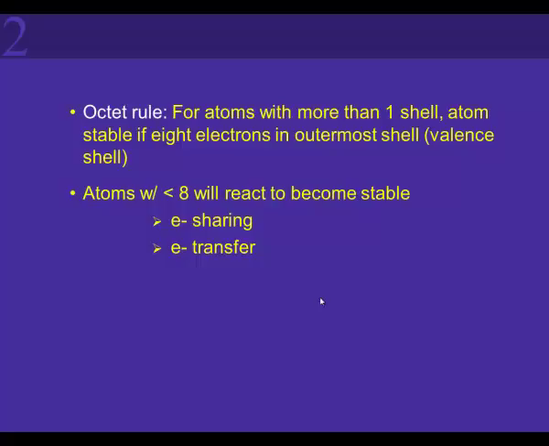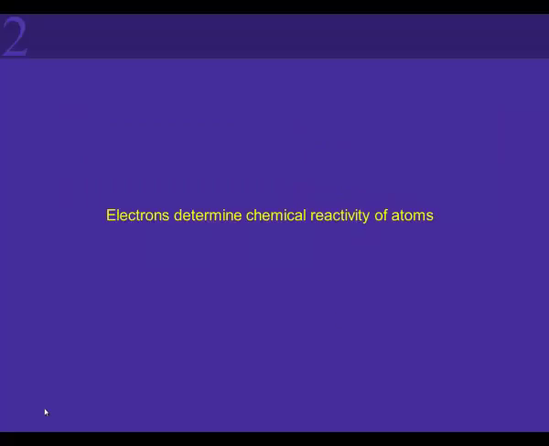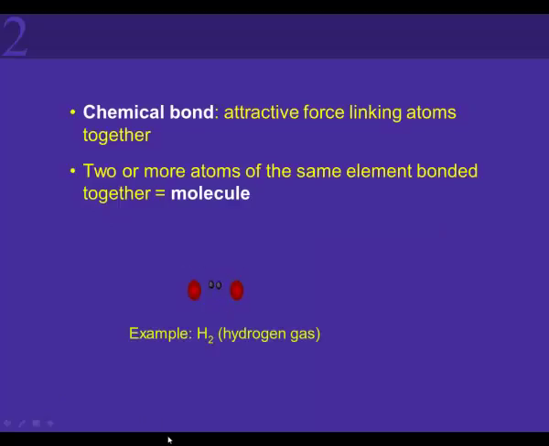And they'll do this in a couple of ways: through the sharing of electrons or the complete transfer of electrons. In both cases, this is done so that the outermost shell has a complete set of electrons. So then, electrons determine the chemical reactivity of atoms. And what this really means is it determines the type of chemical bonds different atoms can form. So a chemical bond is simply an attractive force that holds 2 atoms together.